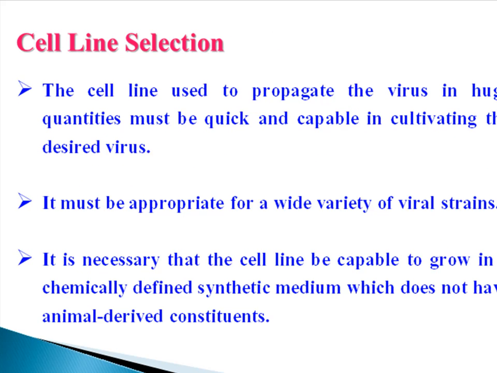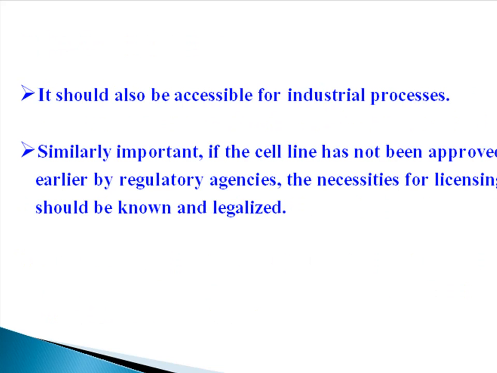Cell line selection. The cell line used to propagate the virus in huge quantities must be quick and capable in cultivating the desired virus. It must be appropriate for a wide variety of viral strains. It is necessary that the cell line be capable of growing in a chemically defined synthetic medium which does not have animal derived constituents. It should also be accessible for industrial processes. Similarly important, if the cell line has not been approved earlier by regulatory agencies, the necessities for licensing should be known and legalized.